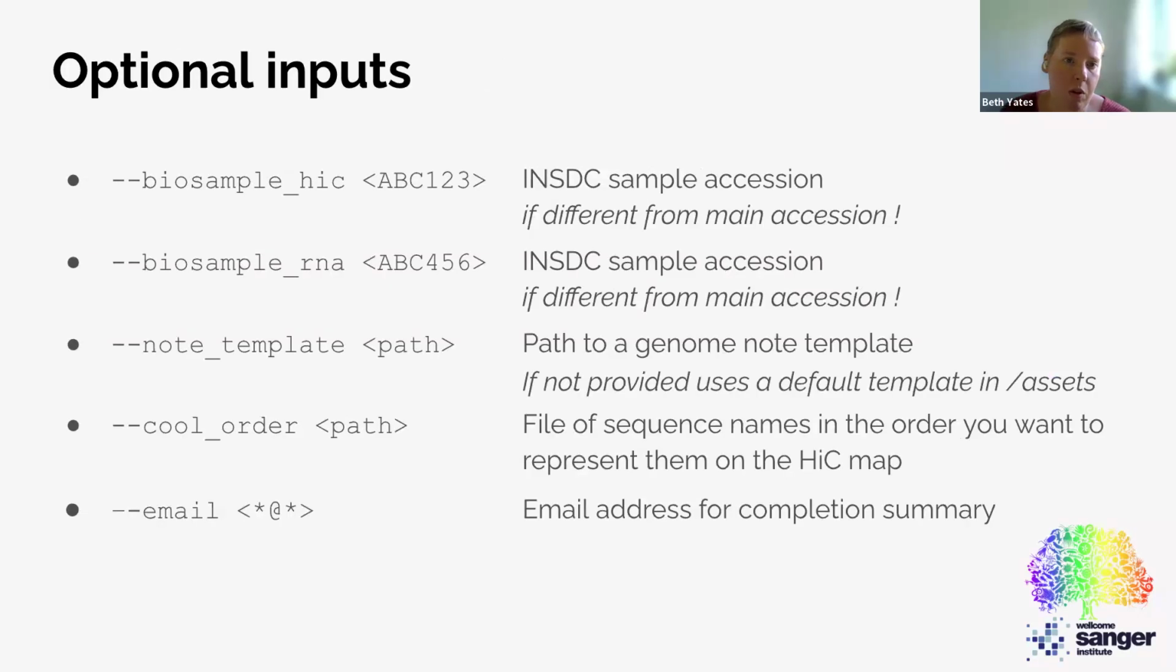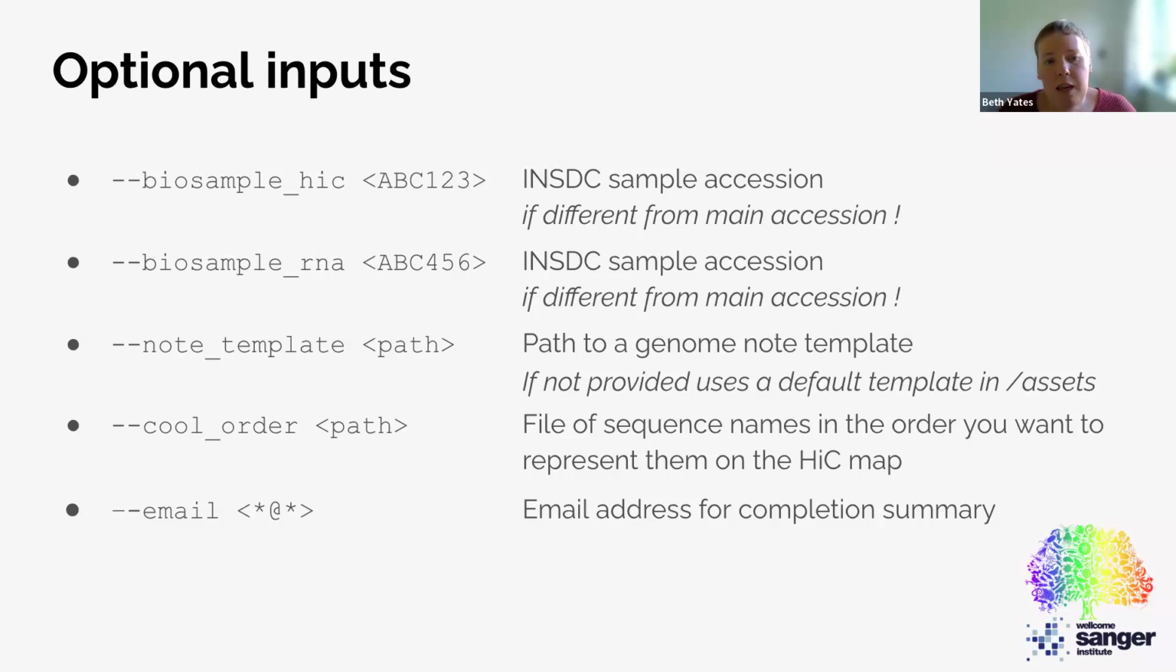There's also things like optional inputs, which you'll see when we run the pipeline. For example, we don't always use the same biosample to produce Hi-C data as we use for the whole genome data. So there is the option to provide a different sample accession for Hi-C and a different sample accession for the RNA-seq data. But again, these are not necessary.